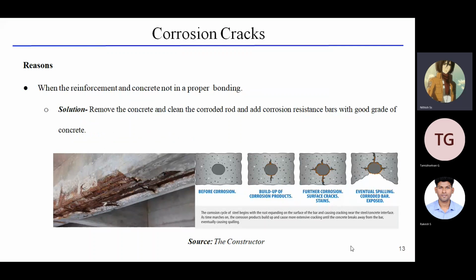Air and water that penetrate the beam form the corrosion cracks in the metal. So the reason why this occurs is when the reinforcement and the concrete are not in a proper bonding. The solution for this is we must remove the concrete and clean the corroded rod, that is the affected rod, and add a corrosion resistance bar with a good grade of concrete.